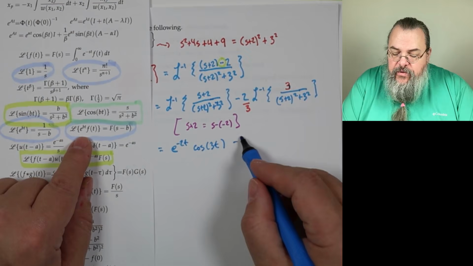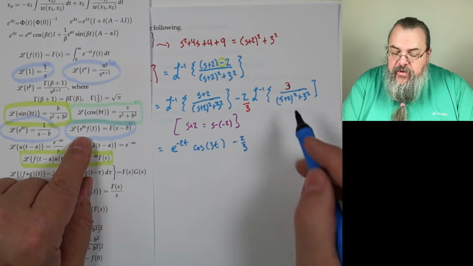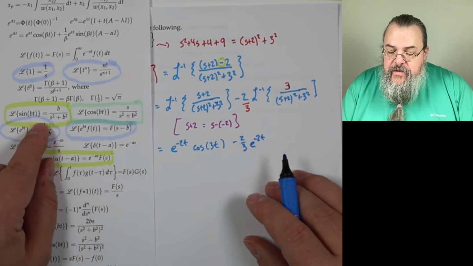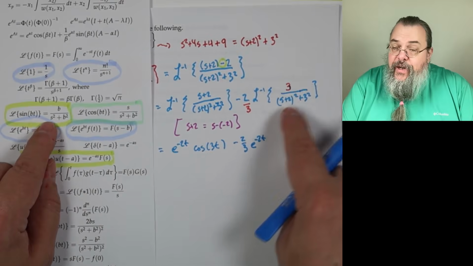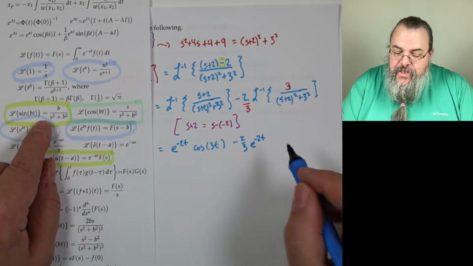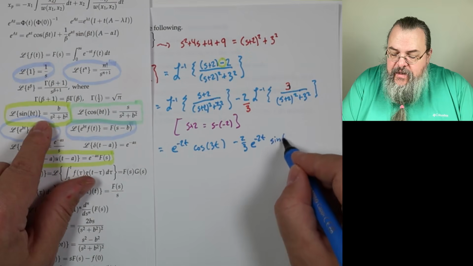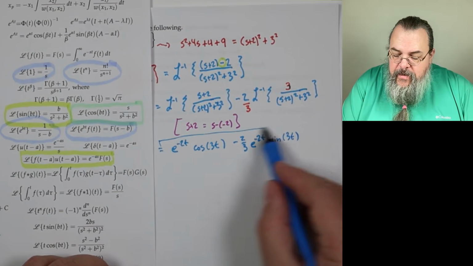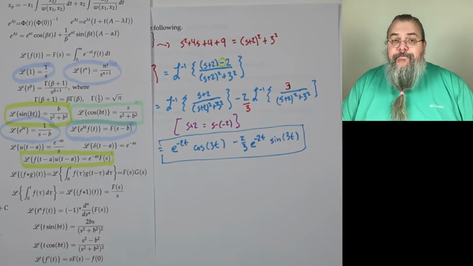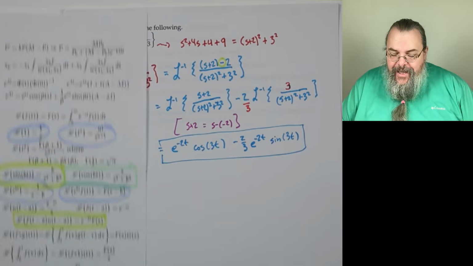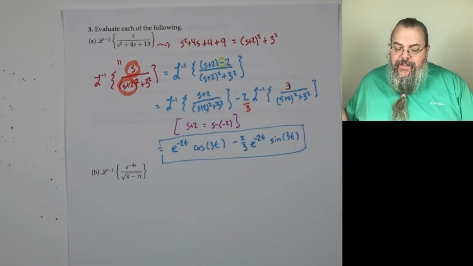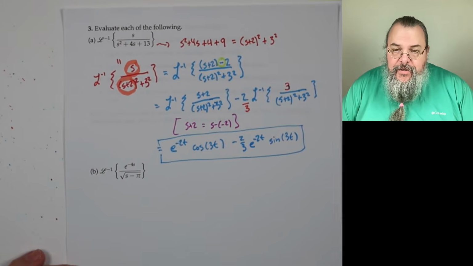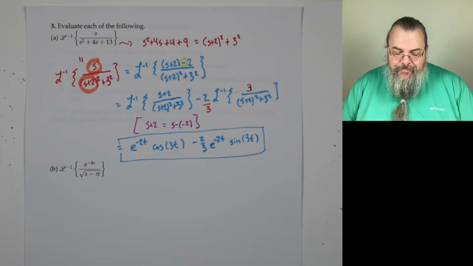Then the minus 2/3. Again, the s plus 2, e to the minus 2t, and it's the inverse Laplace of like b over s squared plus b squared, which is sine of 3t. And that's the answer. Okay, good. Not a lot you can do to simplify that, so a good place to stop. Which brings us now to part B.